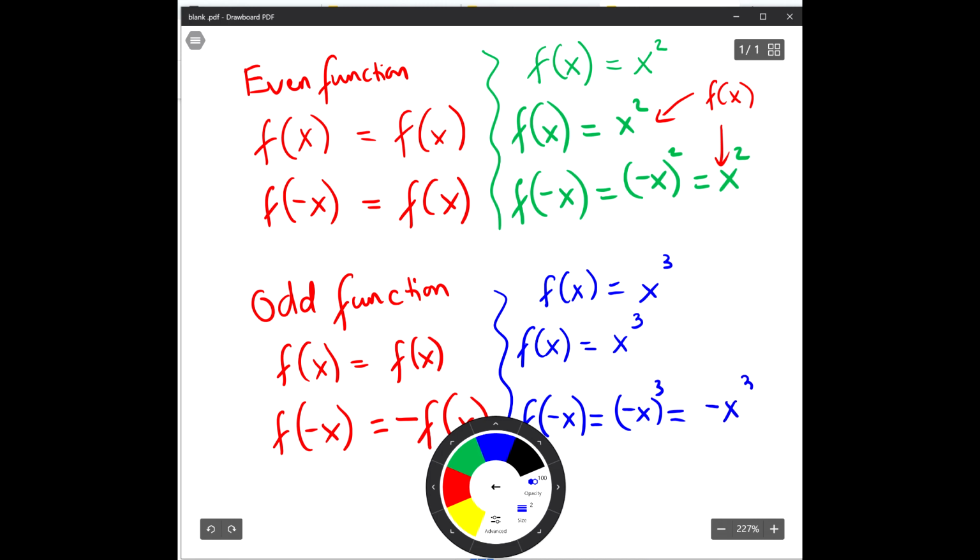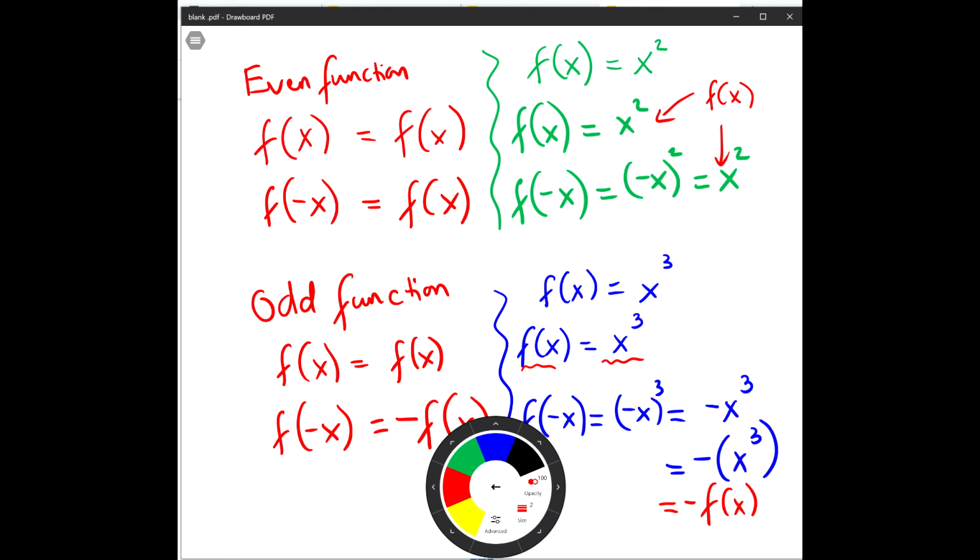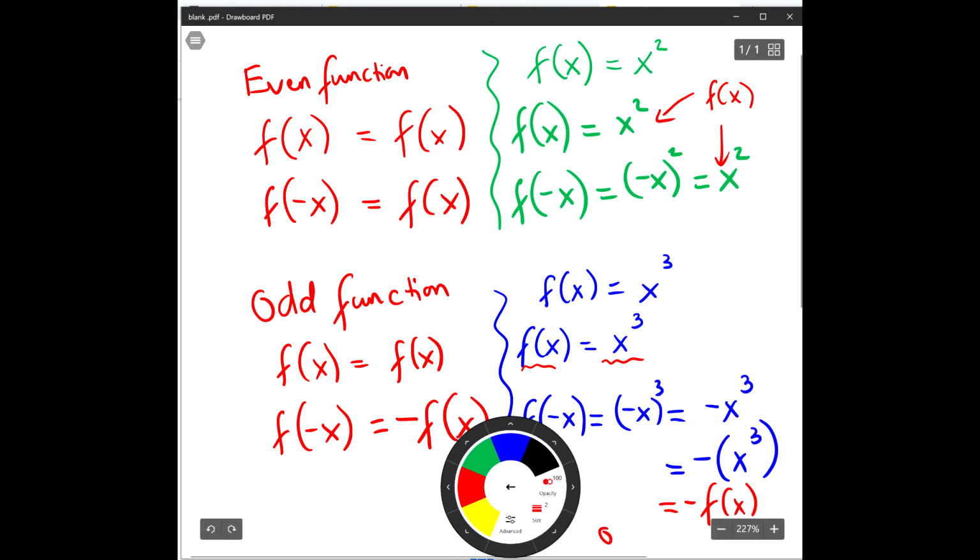negative x cubed. And this one actually can become negative and then x cubed. But we already know x cubed is equivalent to f of x. So then I can rewrite it as negative f of x. So what we see is when we plug in the opposite of x, we get negative f of x. And according to the rule, this is an odd function.